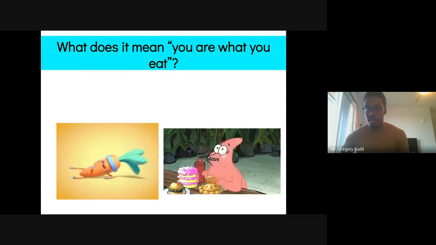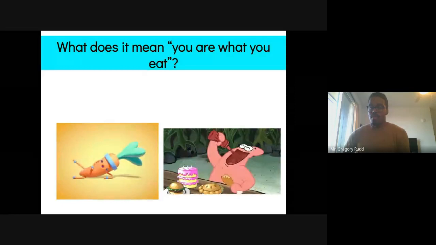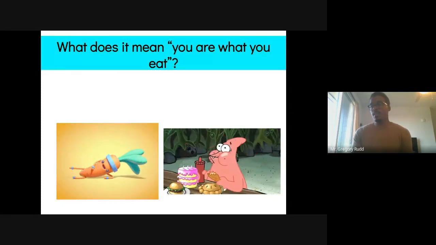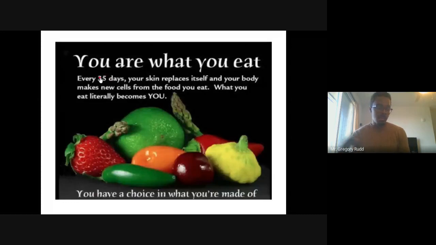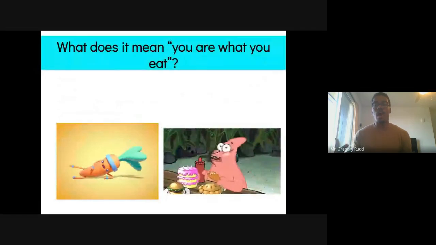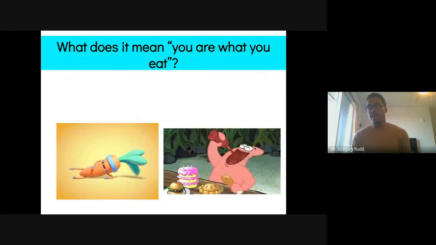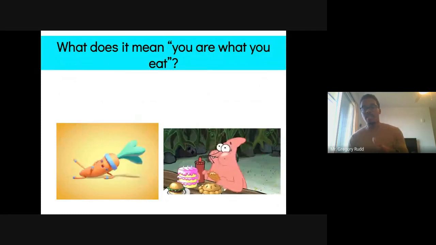Let's see what the chat says. I read something about the skin replacing itself every 4 years. That's true. And this actually says that it's 35 days. Now, I don't know the exact number. There's a big difference between 4 years and 35 days, but your skin does replace itself. And this is why over time, even scars and even tattoos will begin to fade, because the skin is replacing itself.